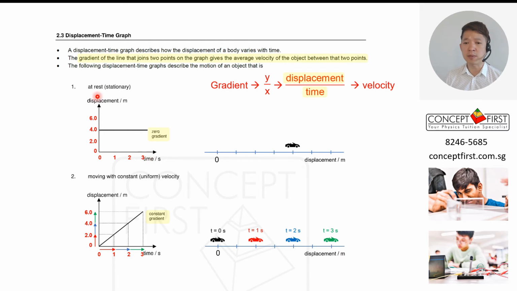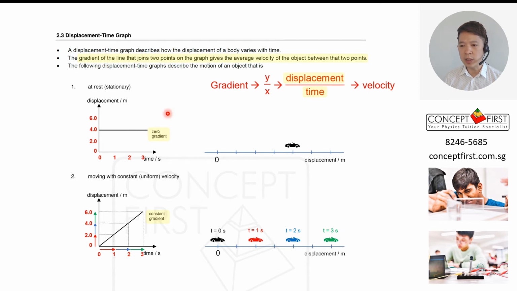Now let's look at the displacement time graphs of some common motion. Number 1, at rest. At rest means stationary, so the object remains in its position. That is why if you look at the graph, which I have deliberately put in some numbers so that we can visualize more easily, throughout the 3 seconds the position did not change, so it's at displacement 4. That is why we observe a horizontal line of 0 gradient.